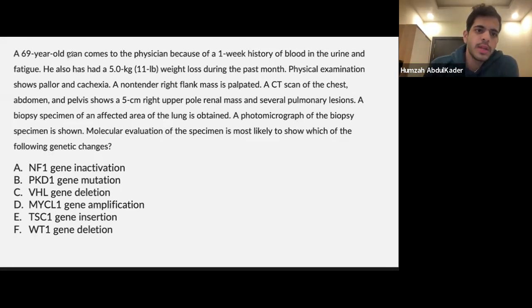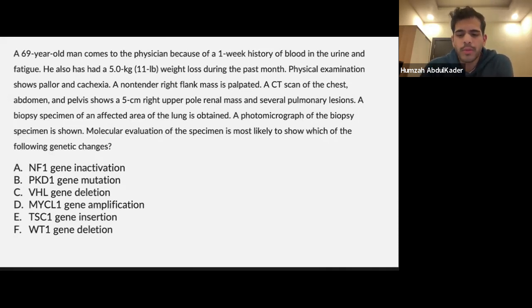Let's go through this. A 69-year-old man comes to the physician because of a 1-week history of blood in the urine and fatigue. He has also had a 5-kilo weight loss during the past month. Physical examination shows pallor, cachexia, a non-tender right flank mass is palpated. A CT scan of chest, abdomen, and pelvis shows a 5-centimeter right upper pole renal mass and several pulmonary lesions. A biopsy specimen of an affected area of the lung is obtained. Photomicrograph of the biopsy shown below.